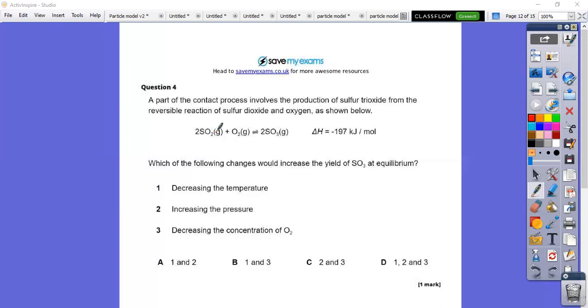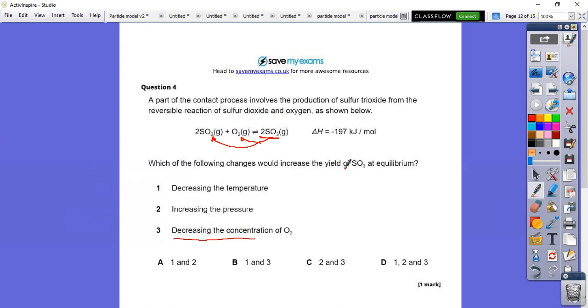So if I decrease the concentration of O2, what will the reaction want to do? Increase. Correct. And the only way it can increase it is by breaking this down. Oh, okay. So it can form that. That's the only way O2 can be increased, by breaking down the amount of sulfur trioxide and decomposing it into these two products. Okay. So it definitely cannot be 3.